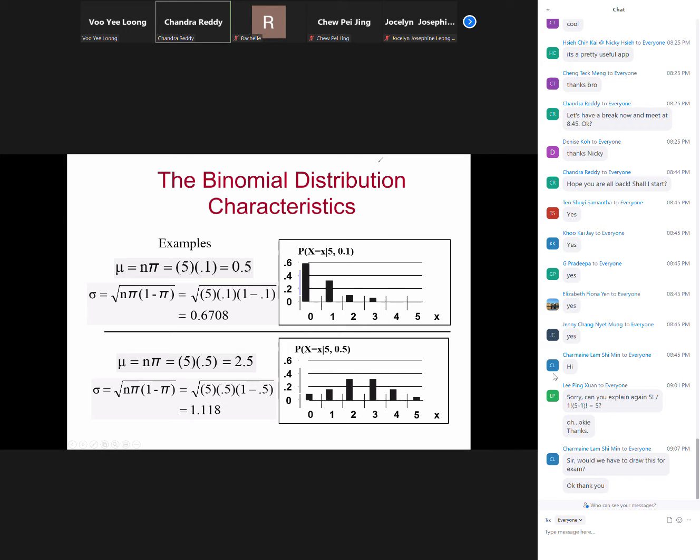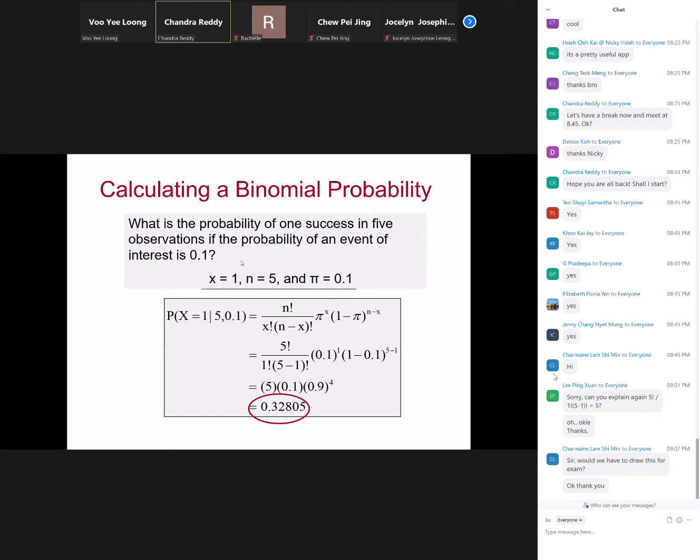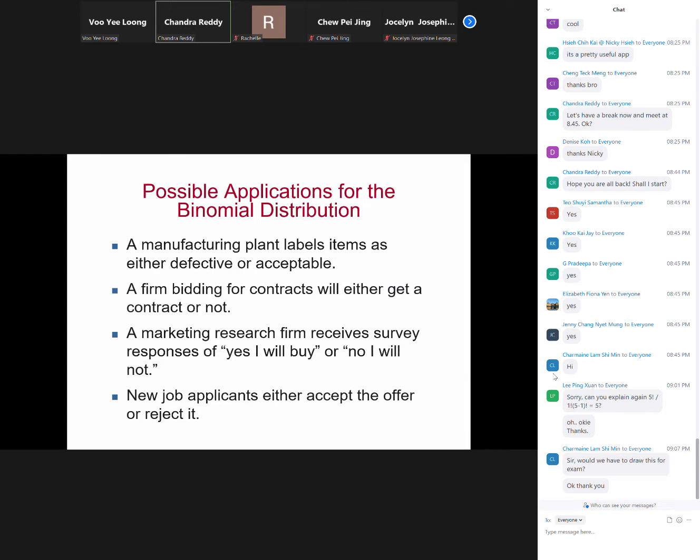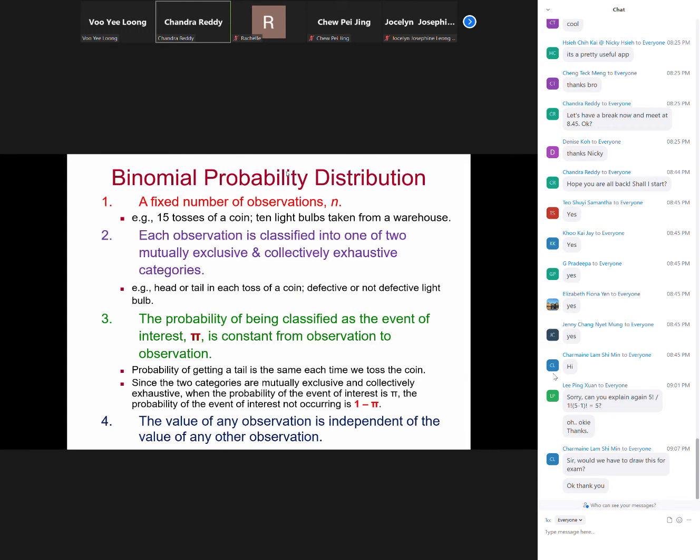So to sum up, under what conditions can we use the binomial distribution? This is explained under four categories. You need to have a fixed number of observations, and the observations must be mutually exclusive and collectively exhaustive. And you need to have the probability pi, which is constant from observation to observation. So the probability will be constant.